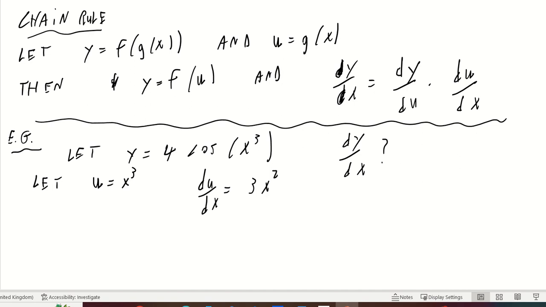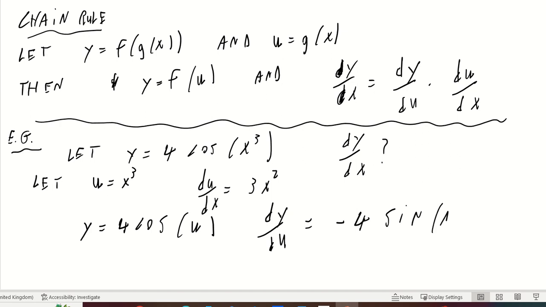And what else do we want to know? Well, the function y can now be expressed as a function of u. So this will be 4 times the cosine of u, okay? And we can compute dy du. We might as well do that straight away. So dy du would be the derivative of cosine, which is minus sine. So here we will get minus 4 times the sine of u. Okay, so then we have all our components of the chain rule.